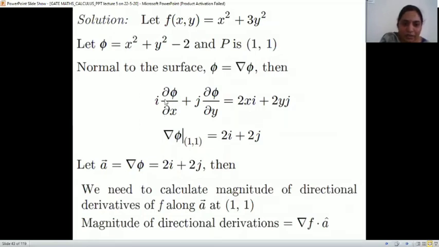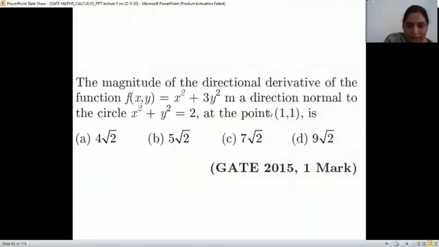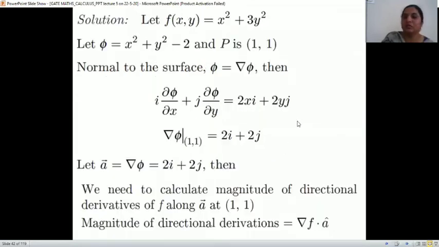Del phi is ∂phi/∂x i bar plus ∂phi/∂y j bar. That is 2x i bar plus 2y j bar. And this is normal to the surface at a point. It is asked the direction normal to the surface at the point (1, 1). So we find the directional normal, that is del phi. Now at point (1, 1), that is 2 i bar plus 2 j bar, right? And whatever we have found here, we'll call it a bar.